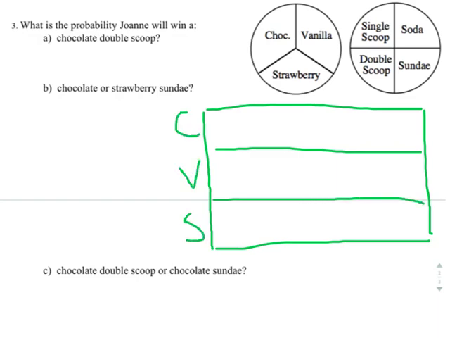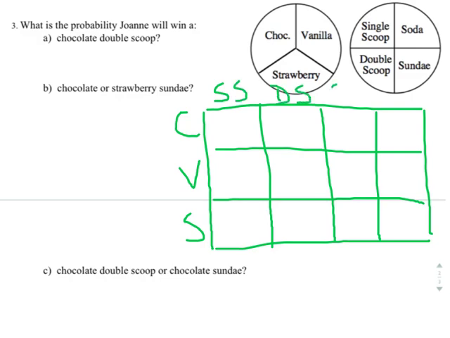And now we have 4 ways of serving it. We have single scoop, double scoop, soda, or sundae. So I'm going to write single scoop as SS, double scoop, DS. Let's do SO for soda and SU for sundae. So now we have a chocolate single scoop, chocolate double scoop, chocolate soda, chocolate sundae.